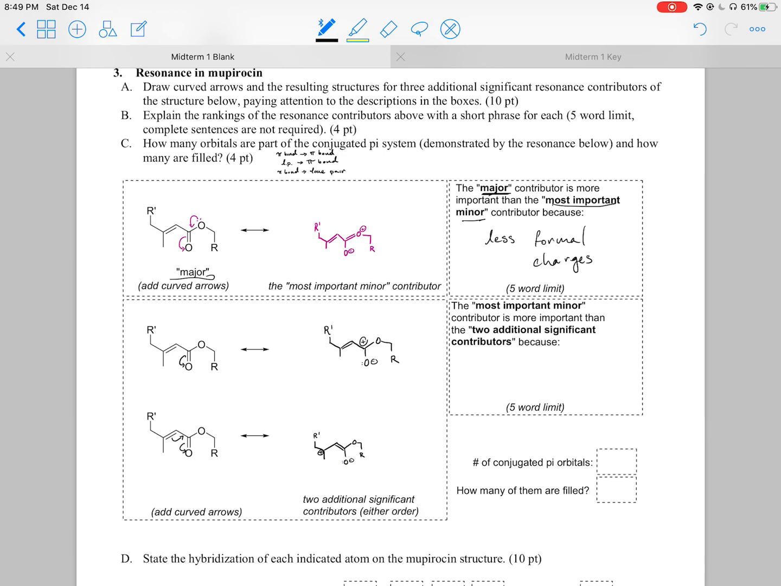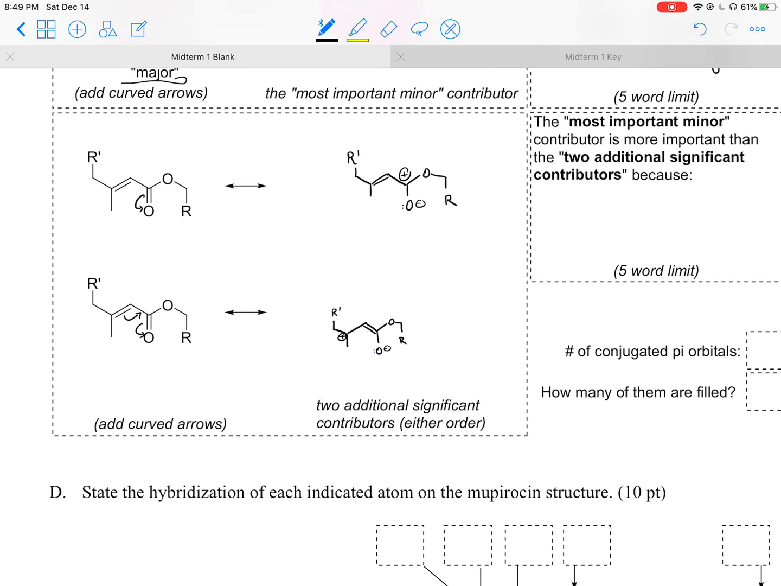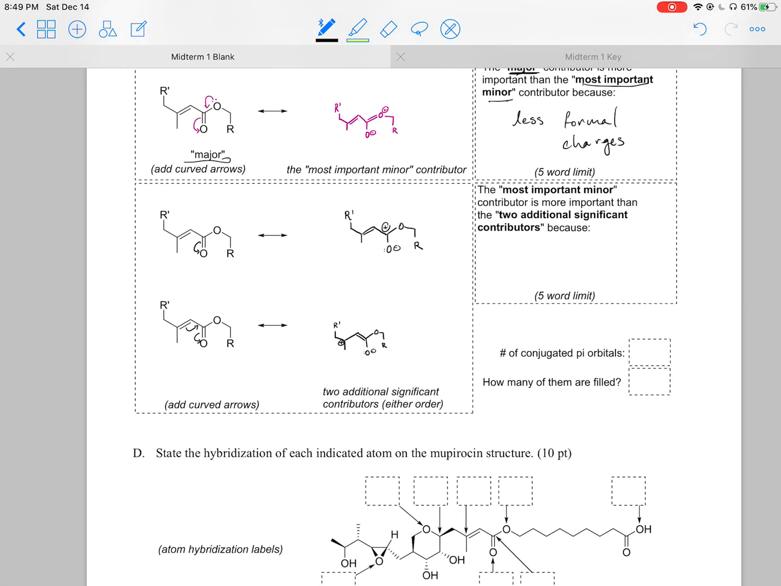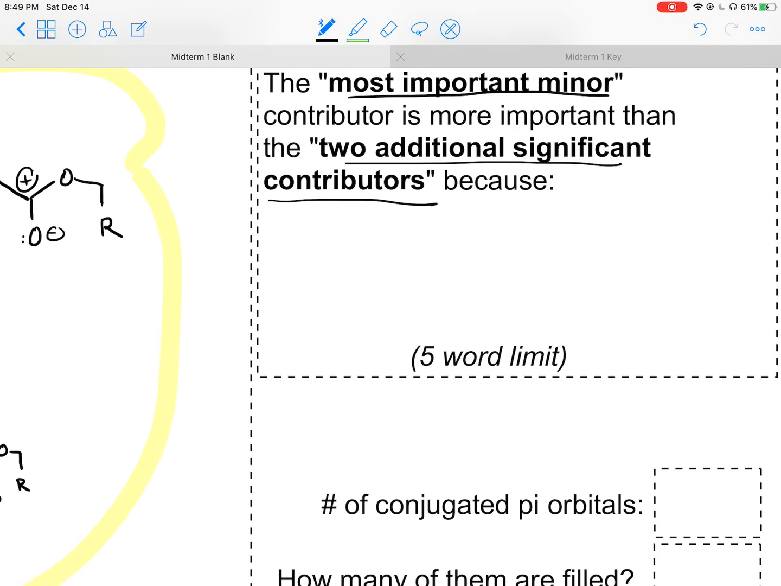It's not as bad as not having full octets like we have in the 2 additional significant contributors, but it's still like not preferred. So that's why for this one it says the most important minor is more important than the 2 additional significant contributors. So we're asking why is this one more important than these 2? And that's because of the unfilled octets.